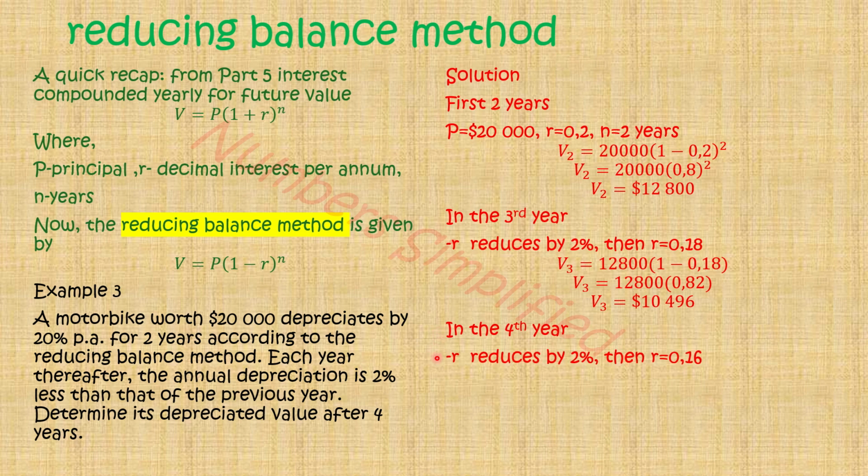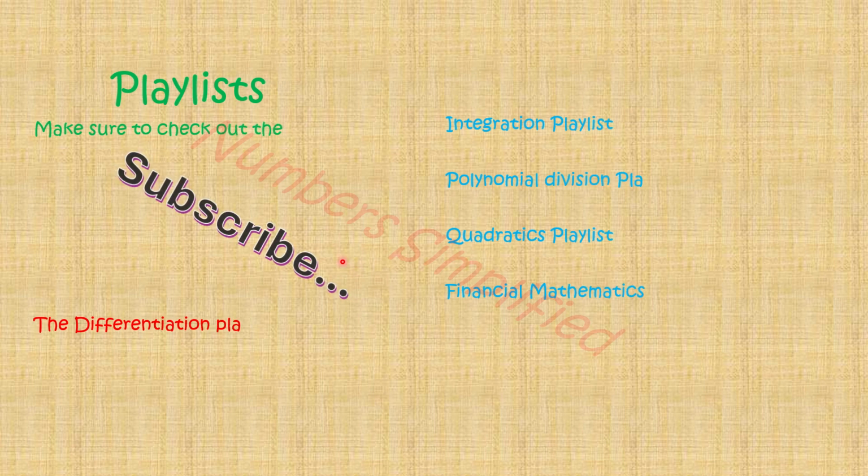Now, moving on to the fourth year, which is the final year. We also know that the R reduces further by 2%. That is to say, from 0.18, it goes to 0.16 or 16%. Now, that is the R that we're going to use for the fourth year, implying that V4 is equal to $10,496 times 1 minus 0.18. Simplifying further, we get to that, and our V4 becomes $8,816.64.